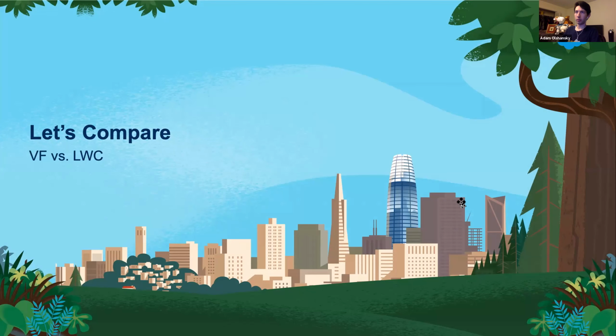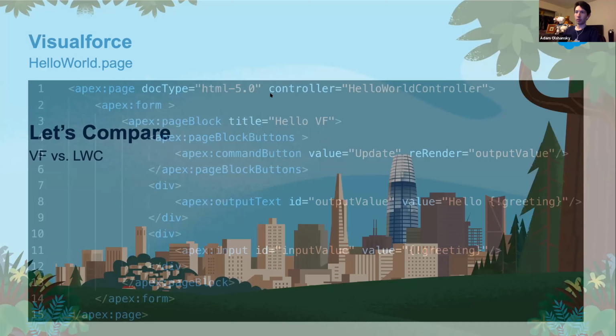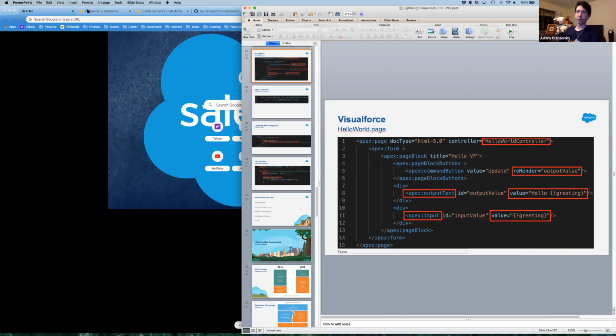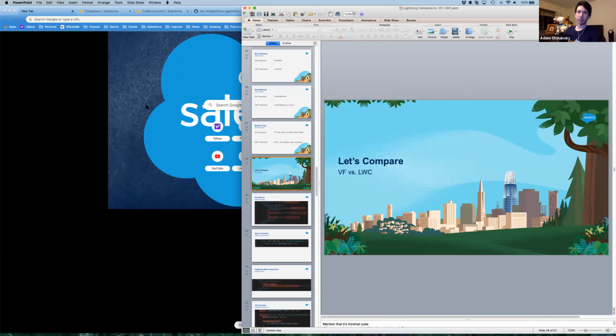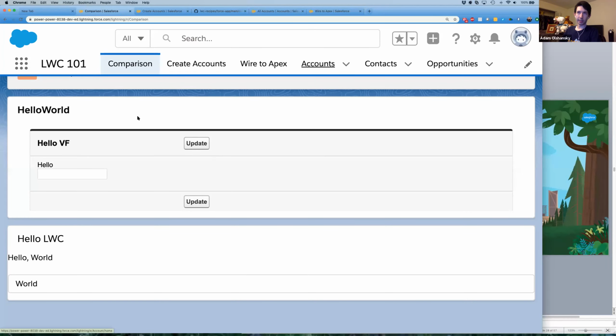So let's go into our first component here. I have a component that says hello world, and this is my Visualforce page. This is my hello VF component. I'm going to type in here, hello Delhi. So I have the word hello, I'm typing in Delhi, I click a button that says update, I wait half a second, and then I see now my UI says hello Delhi.